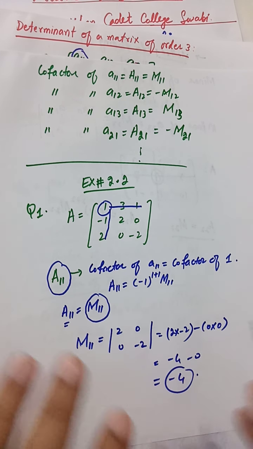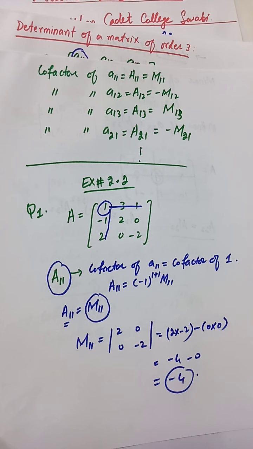Similarly, you can find the rest of the cofactors for question number 1 of exercise 2.2. In the next video lecture, we will define the determinant of order 3 matrices using the cofactors and minors.